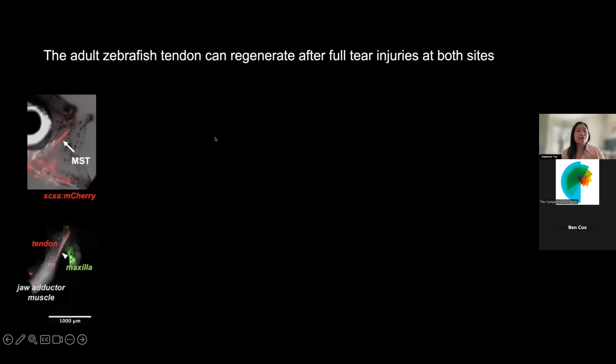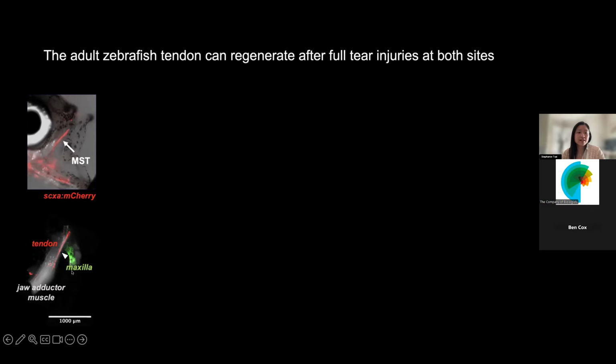And so I'm going to summarize many years of work on one slide here, but long story short, our lab has really established the adult zebrafish tendon as a new regenerative model for the field. We've predominantly focused on a craniofacial tendon called the maxillary superficial tendon, or for short, the MST. It's located in this part of the zebrafish face, as you can see visualized on a Scleraxis mCherry tendon reporter fish. Scleraxis is the tendon reporter gene that I just want to highlight here, and I want you to remember it for the rest of the talk because I'll refer to it many times.